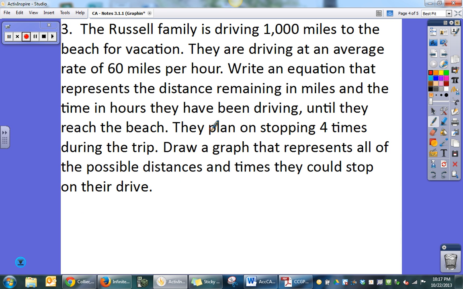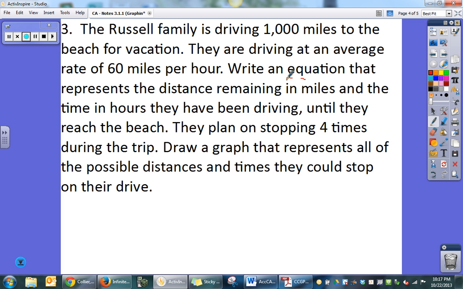Alright, here is our word problem. The Russell family is driving 1,000 miles to the beach for vacation. They are driving at an average rate of 60 miles per hour. Write an equation that represents the distance remaining in miles and the time in hours that they have been driving until they reach the beach. They plan on stopping 4 times during the trip. Draw a graph that represents all of the possible distances and times that they could stop on their drive.